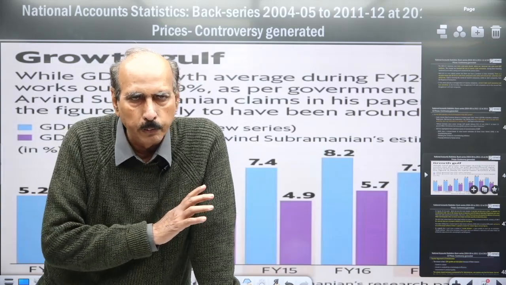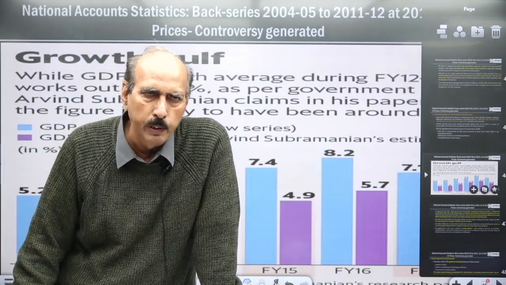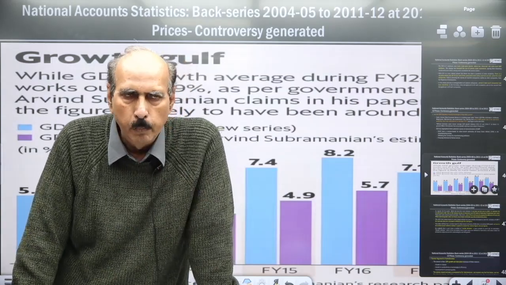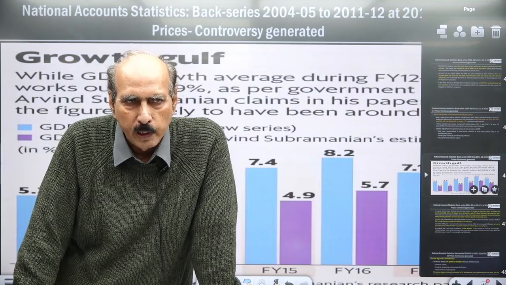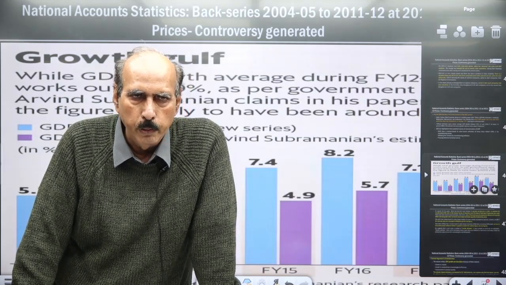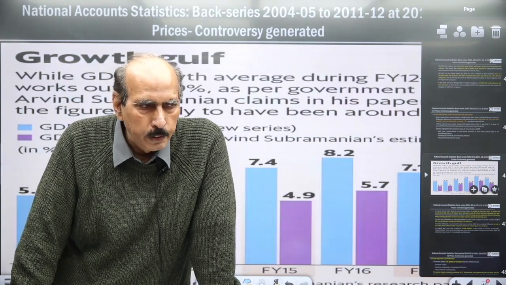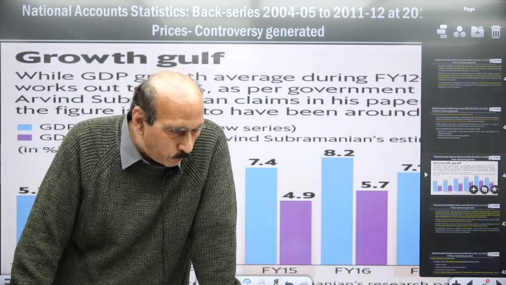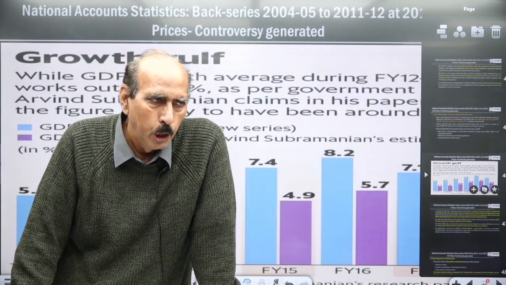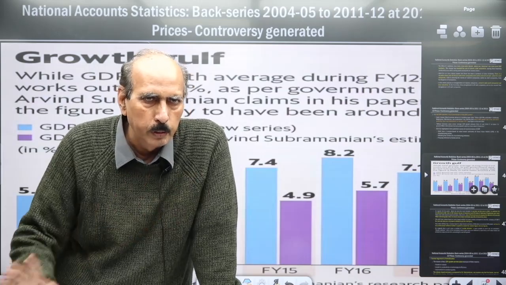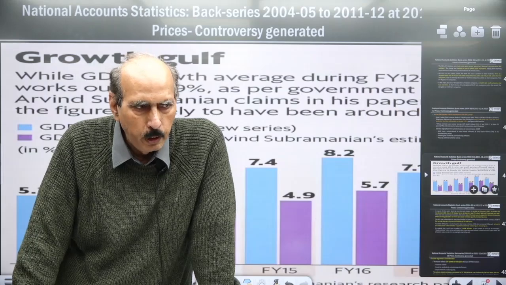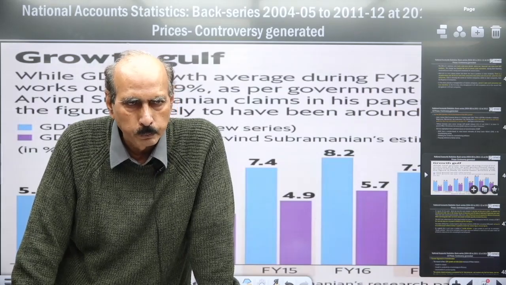This controversy has spread all over the country, and hundreds of articles have been published criticizing the government that you have overestimated the GDP, and overestimation is to the extent of around 2.5%. And as a result, when controversy has spread, of late now, the government has set up a high-level committee to look into this new methodology and what changes can be introduced to make it more rational and more acceptable to the public. This is the end.